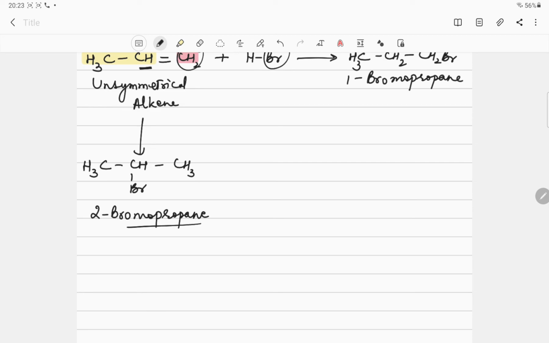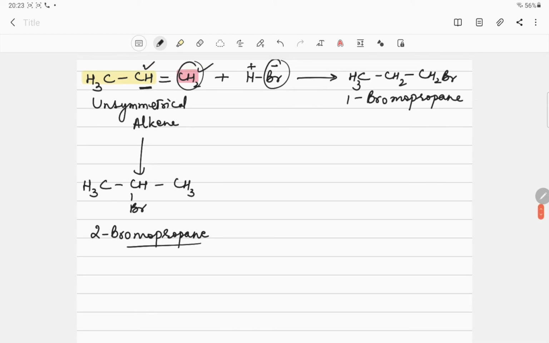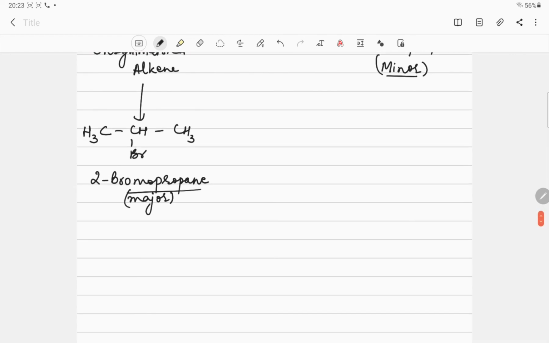Now which of the two will be the actual product, or the major product? How do we decide? This is decided by a rule. What is that rule called? That is Markovnikov's rule.